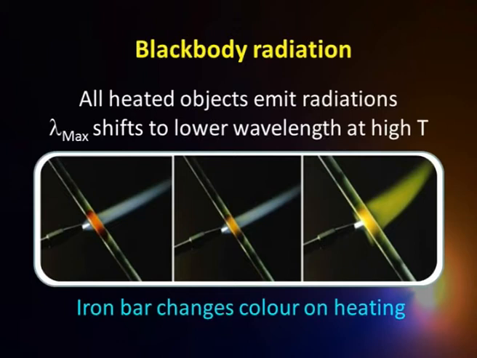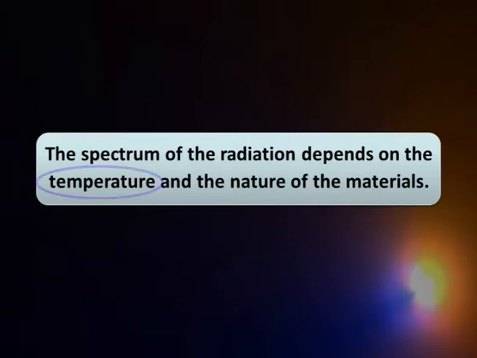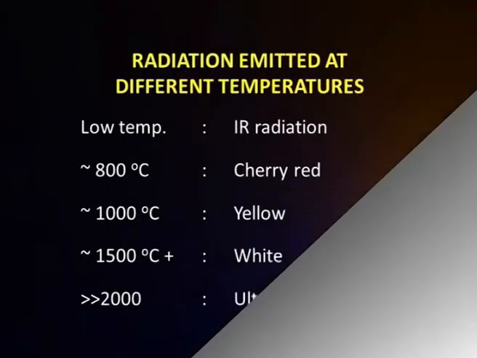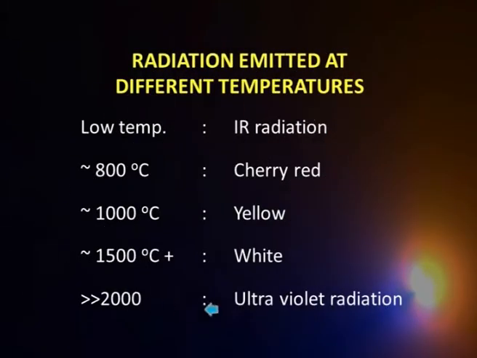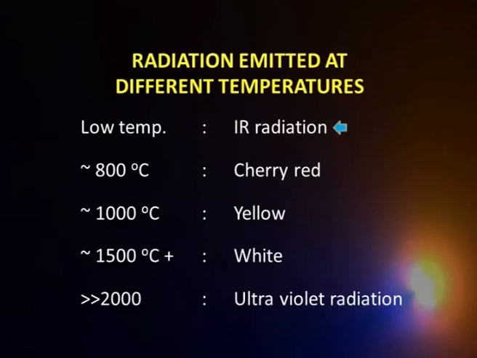It's a general phenomenon that anything which is hot is going to emit radiation, and the nature of radiation which comes from a hot object will depend on 2 things: 1, the temperature, and 2, the nature of the material being talked about. Now, this is just a small listing over here. What we see is that when the temperature is low, say around room temperature or my body temperature for that matter, we emit what is called IR radiation. And as the temperature goes up, the color becomes cherry red. If it becomes about 1000 degrees centigrade, it becomes yellowish. At higher temperature, it becomes white, and even beyond 2000 degrees centigrade, maybe we can expect UV radiations coming from the hot object.